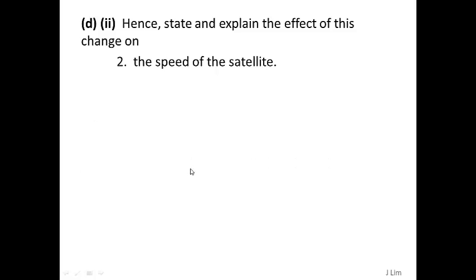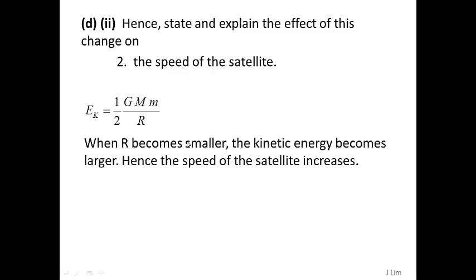Hence, state and explain the effect of this change on the speed of the satellite. The kinetic energy is half GMm over r, so when r becomes smaller, the kinetic energy becomes larger. Hence, the speed of the satellite increases.